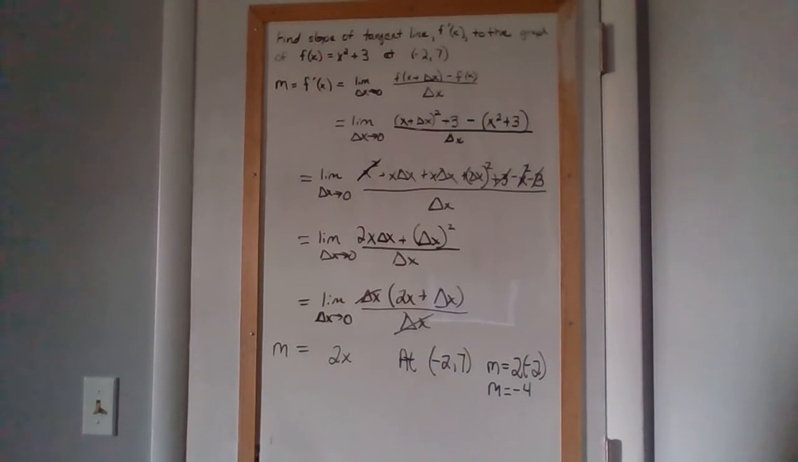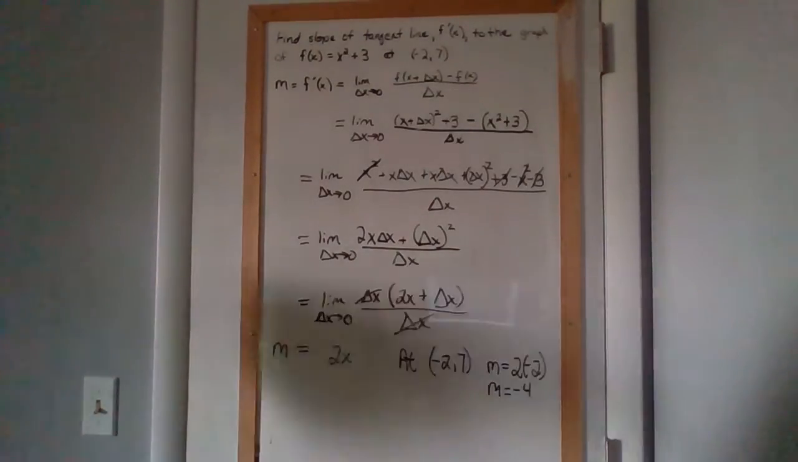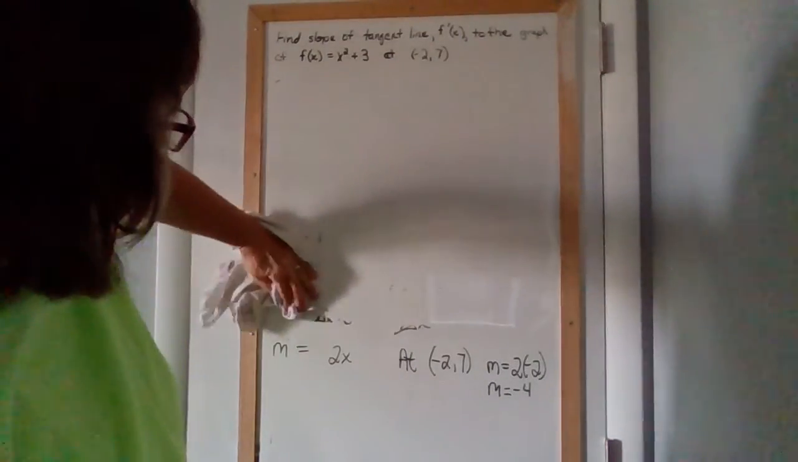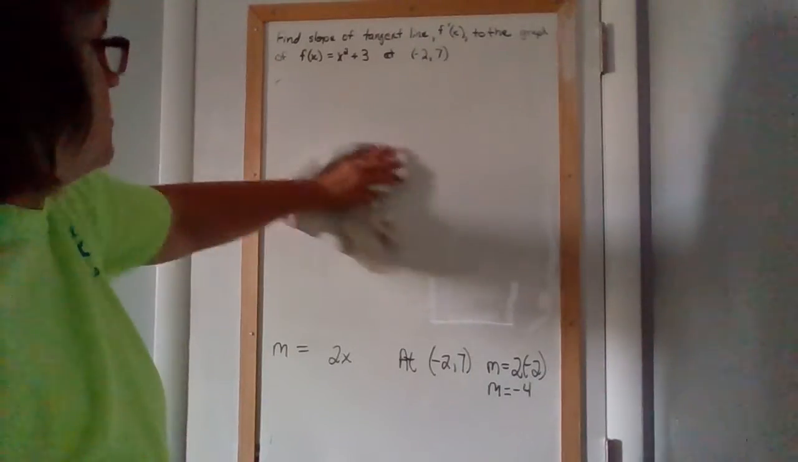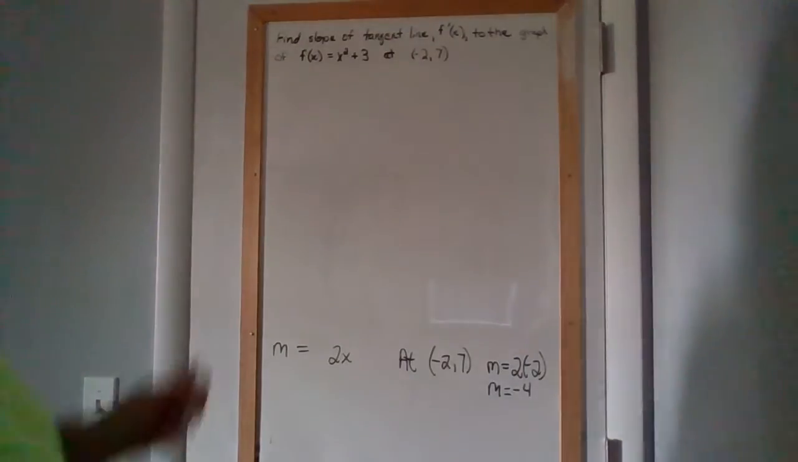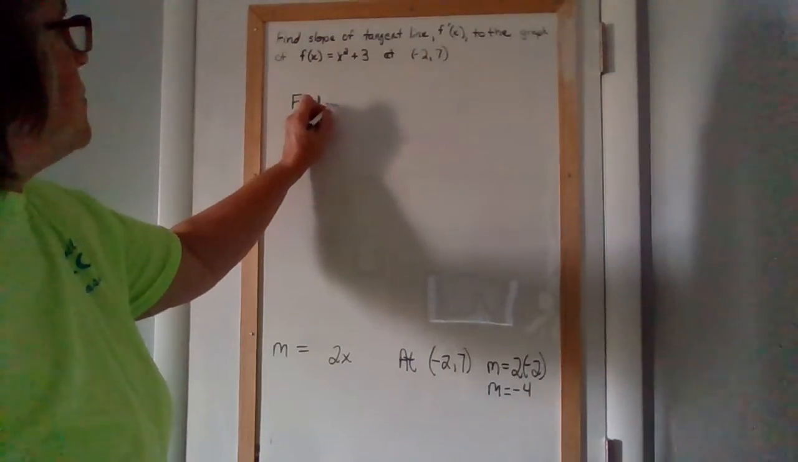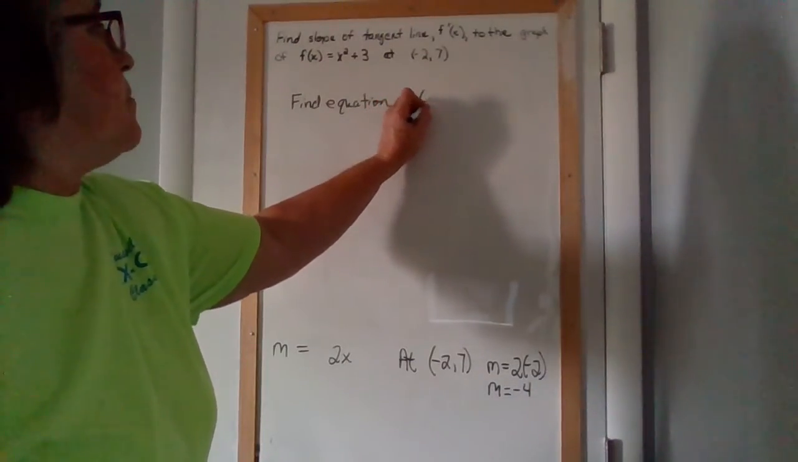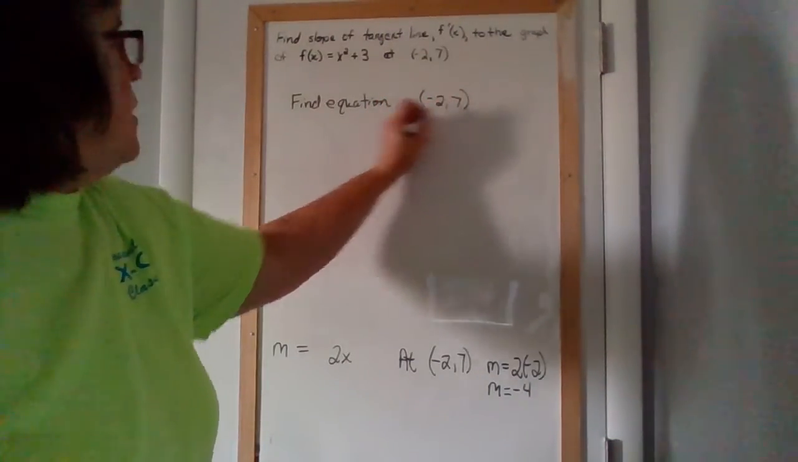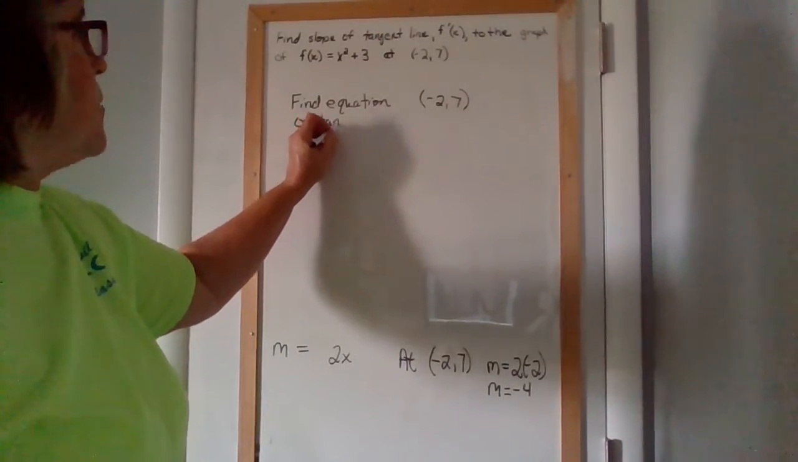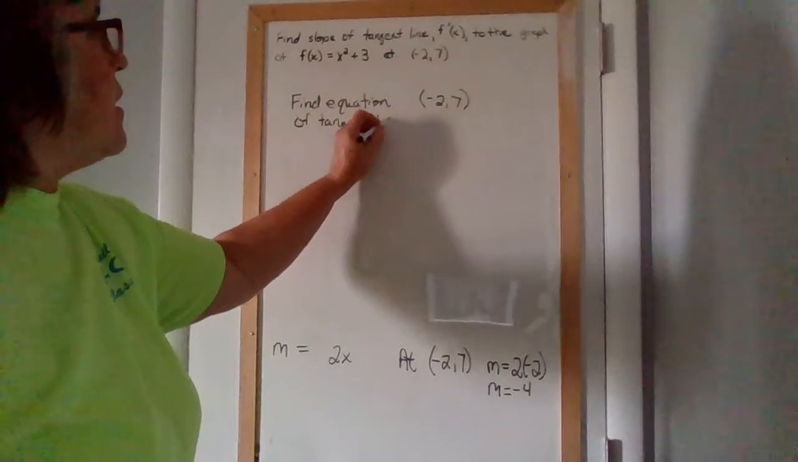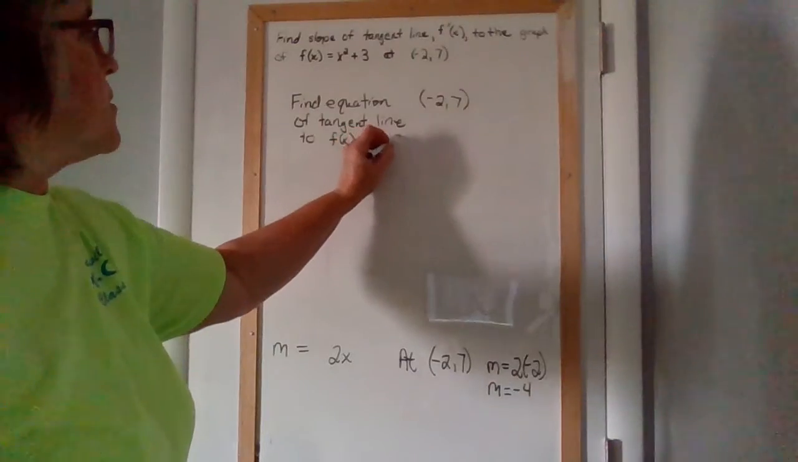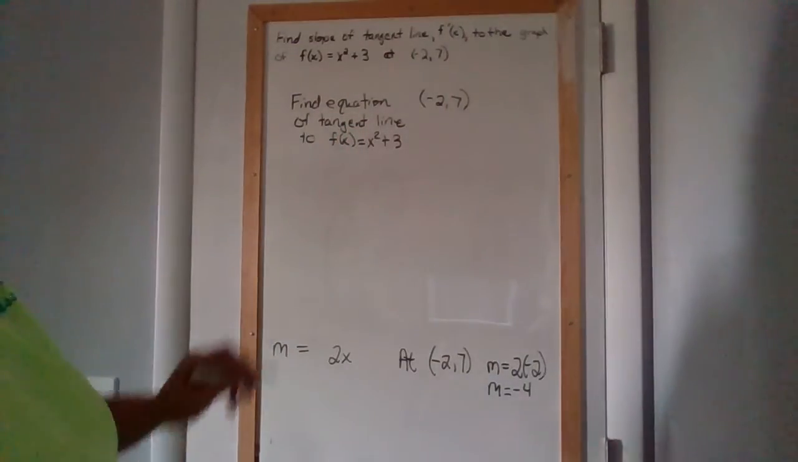So I'm going to continue that process, but I am going to erase what I've done up in here. So now we're going to find the equation of the tangent line, and that's just using your algebra. So find the equation. And I'm just going to write my ordered pair -2, 7. Make sure you understand we're finding the equation of the tangent line to f of x, which equals x squared plus 3, at the ordered pair -2, 7.